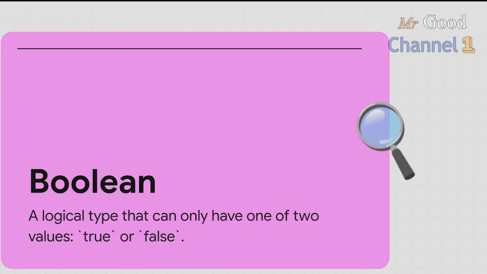This little guy is the absolute foundation of all logic in programming. It's super simple. A Boolean can only ever be one of 2 things, true or false. That's it. Think of it like a light switch. It's either on or it's off. And this simple switch is what gives our programs the power to make decisions.